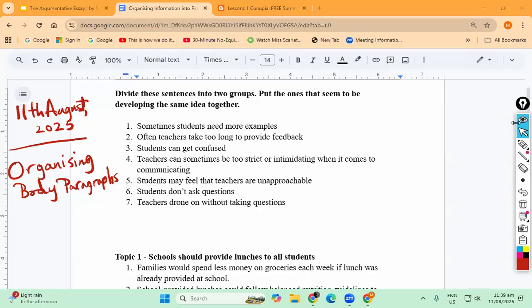Sure, I'll say it again. Sentences 1 to 7 develop 2 main ideas. And I'm asking you to look at them and take a try at thinking about which sentences belong together. So in one group, which sentences would you put? In the other group, which ones would you put?